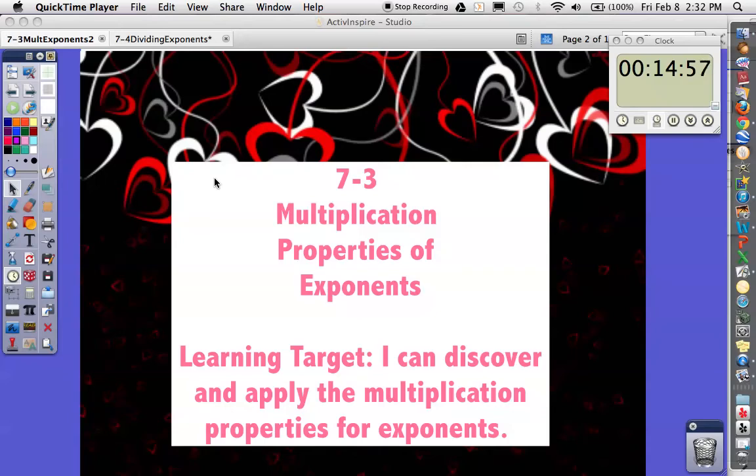Now that you've learned negative exponents and the zero exponent, we're going to move on to the properties of exponents that involve multiplication. After the warm-up with a little bit of pattern recognition, hopefully you will discover and then be able to apply the multiplication properties for the exponents.